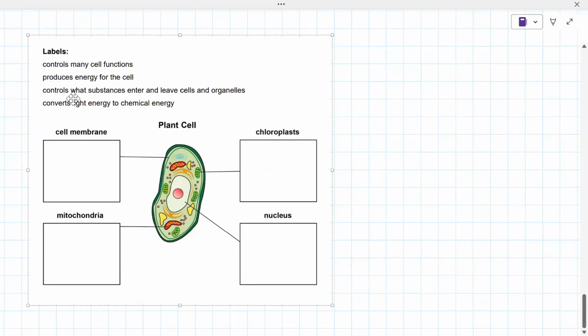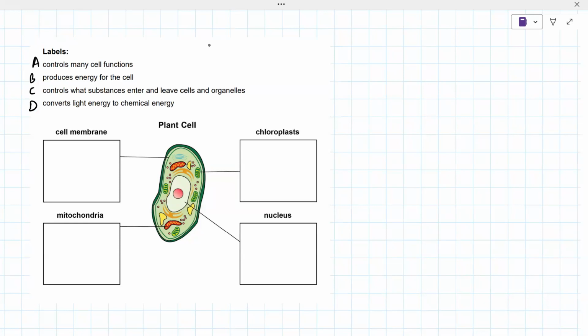So there are four labels here. We'll call them A, B, C, and D. And you're welcome to use that paper that your mom sent over. Can you tell me what goes where in this plant cell? What goes in the cell membrane or chloroplast, nucleus, and so on?